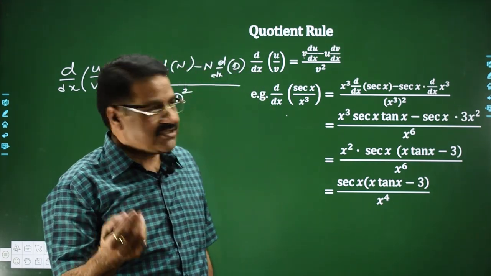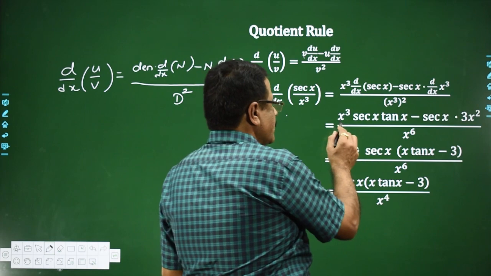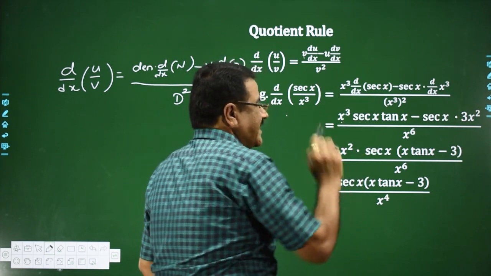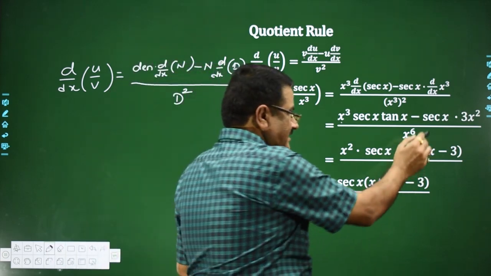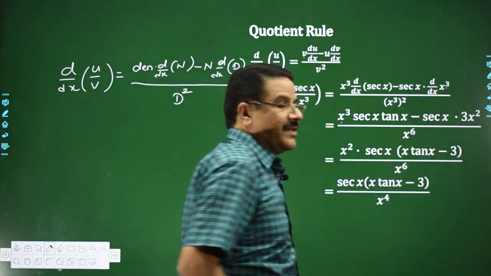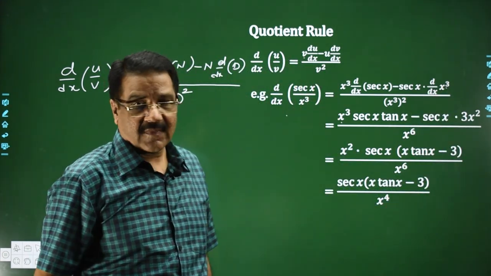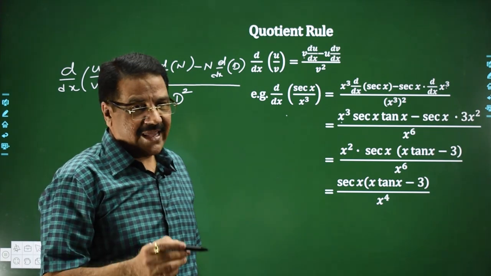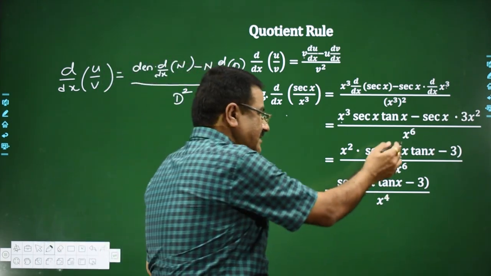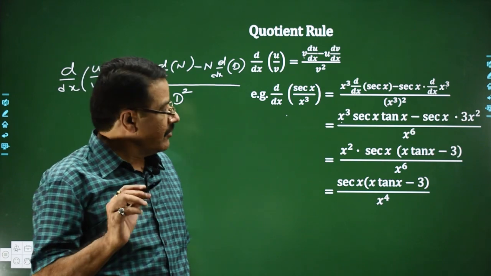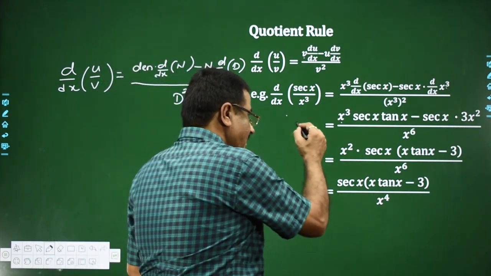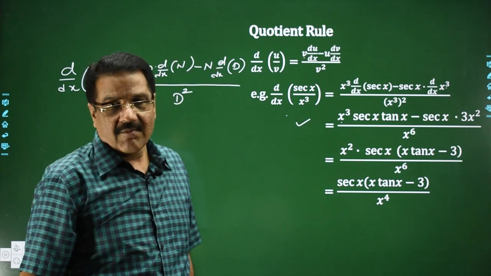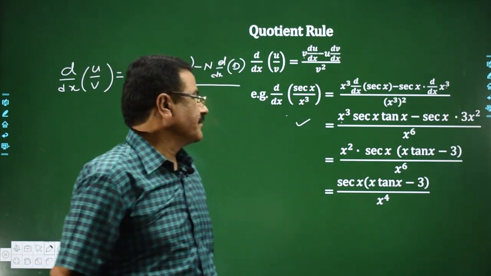Simplify it by using the standard formula: x cube as it is, derivative of sec x is sec x tan x, and then minus sec x as it is, derivative of x cube is 3x square, and in the denominator x cube square means in short it is x raised to 6. It is always better to give the answer in simplified form. As far as this step is concerned, the derivative is over, but we have to simplify it further.